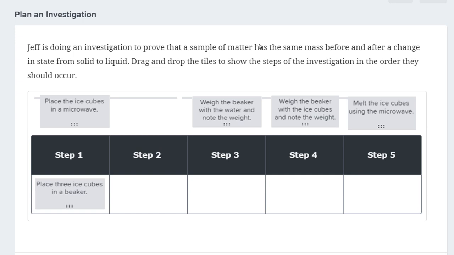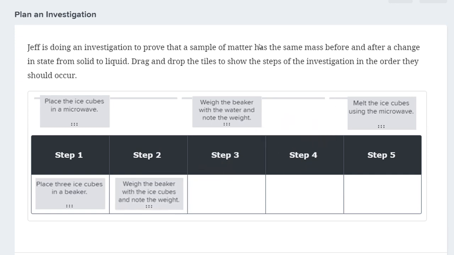Remember, he's trying to prove that, now I'm going to phrase this. His claim is that matter has the same mass before and after a change in its state from solid to a liquid. That is his claim. Now he's going to get some evidence. He's going to prove it during his investigation. So the first thing he had to do is put the 3 ice cubes in a beaker. Now what would he have to do?